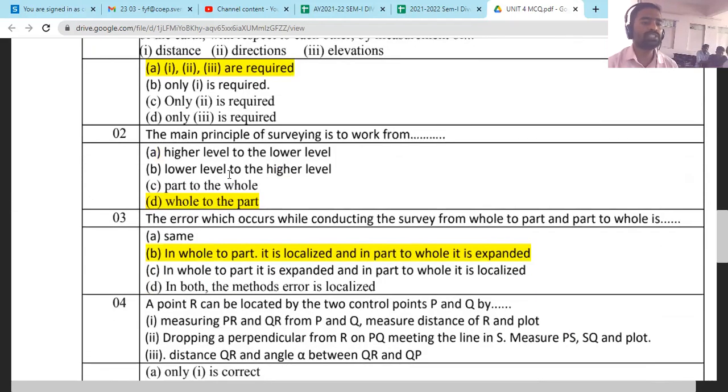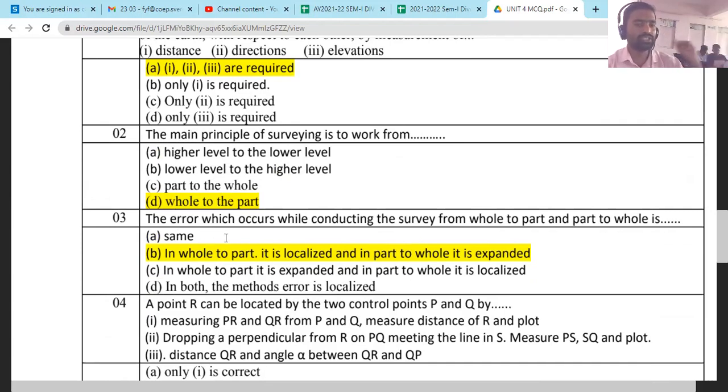Then the main principle of surveying is to work from, see, option A, higher level to a lower level. Option B, lower level to a higher level. Option C, part to a whole. Option D, whole to a part. Option D is whole to a part. See, why whole to a part? He has given the answer.